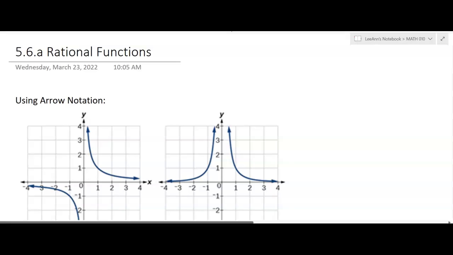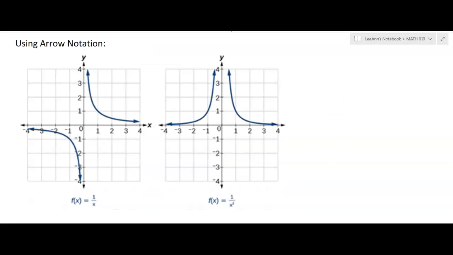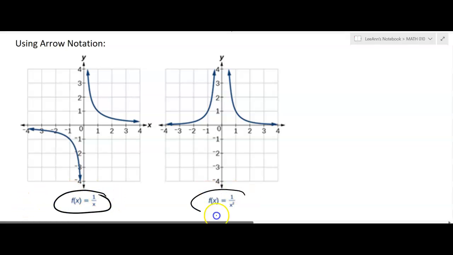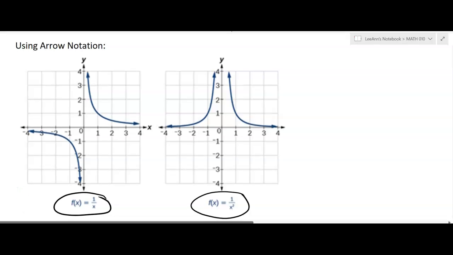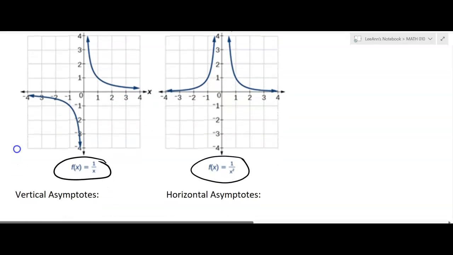Okay, the first thing we're going to talk about though is using arrow notation. So we have two of our toolkit functions here. We have the 1 over x function and the 1 over x squared function. So we'll talk about the vertical asymptotes and the horizontal asymptotes first.